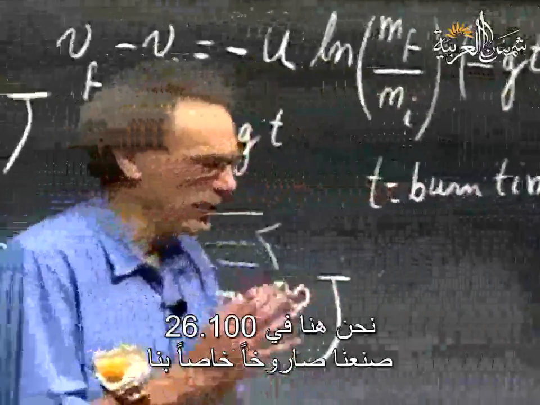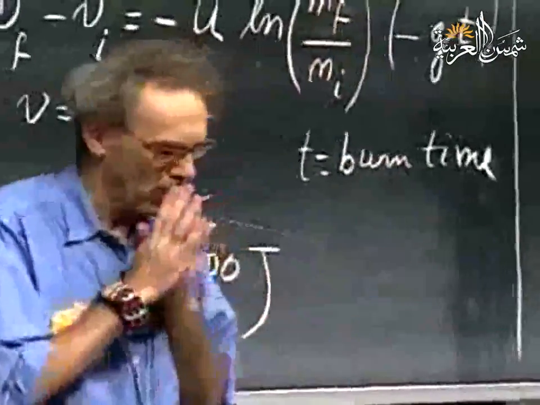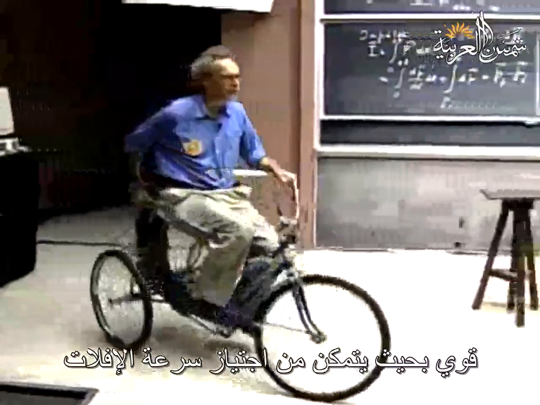We here in 26100 made our own rocket. It's a very down-to-earth model, no pun implied. But it is quite powerful, and I would like to show it to you because we are quite proud of it. As a rocket, we use a fire extinguisher, carbon dioxide. And this fantastic invention I have here, this powerful rocket, is enough to reach the escape velocity of 26100.